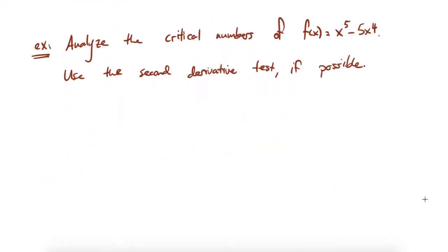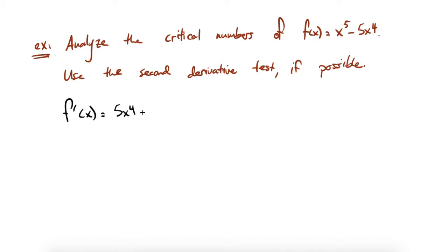Okay, so let's just see this in action. Analyze the critical numbers of the function. Use the second derivative test if possible. So analyze the critical numbers. Remember, that language usually means determine whether the critical numbers go with maxes or mins. So to start this problem, of course, we're going to need the critical numbers. So we're going to have to take the first derivative.